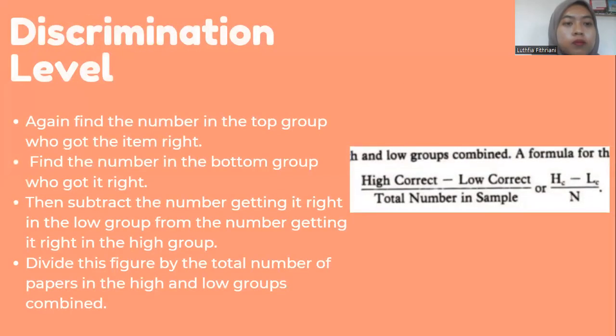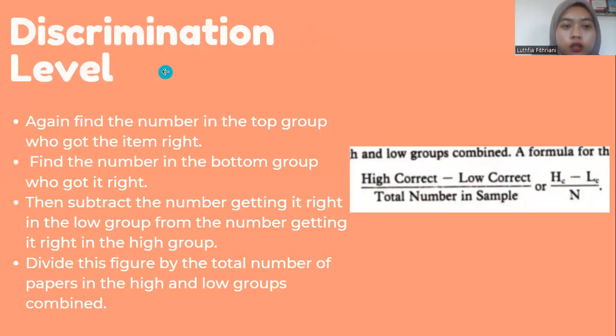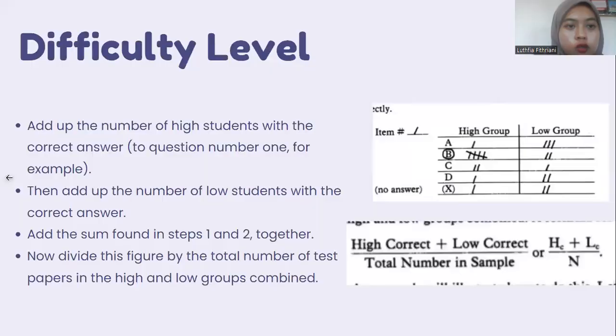The third step is determine discrimination level. Do you know what is discrimination level? So the level of discrimination means how well it differentiates between those with more advanced language skill and those with less skills. There are some steps in determining discrimination level. The first, again, find the number in the top group who got the item right. The second, find the number in the bottom group who got it right. So it is similar to the difficulty level. The teacher should fill this pattern.